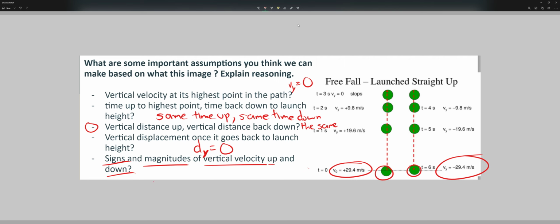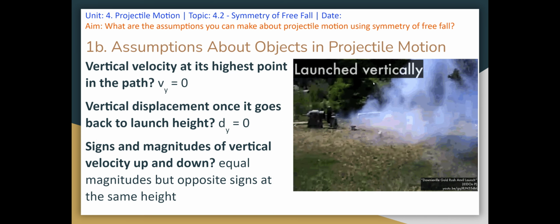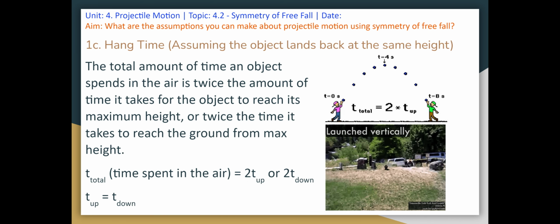So what can we assume about the signs and the magnitudes? They have opposite signs, clearly, because if you're going up, you have positive velocity, and if you're going down, you have negative velocity. But they have the same magnitudes. Their numbers are the same size, both 29.4 meters per second. The only difference is that they're acting in different directions. One is going up, the other is going downward. So those are all the assumptions you can make regarding symmetry of freefall.